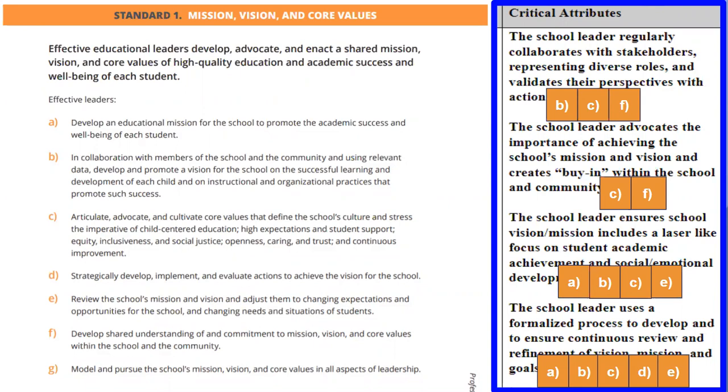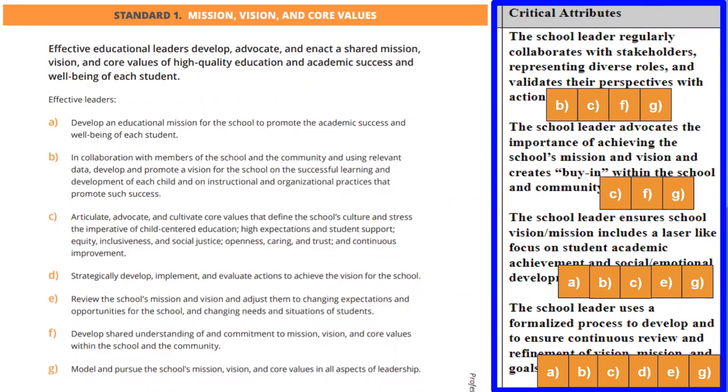Lastly, element G is woven by action when modeling and pursuing the school's mission, vision, and core values in all aspects of leadership. Thus, a connection to all four critical attributes is evident for element G. The critical attributes are intended to synthesize the elements and big ideas of the standard. It's important to understand that a variety of elements may inform each critical attribute.